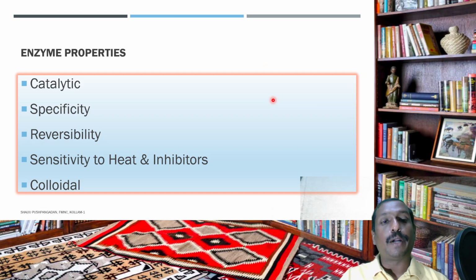Then what are the properties of enzymes? What are the different properties of enzymes? You know enzymes are biological catalysts. The first property of enzymes is that they are catalytic. Enzymes are catalysts, so they have catalytic property.